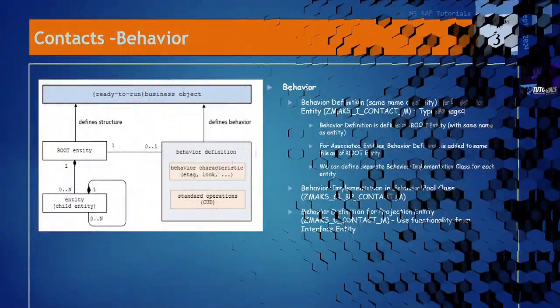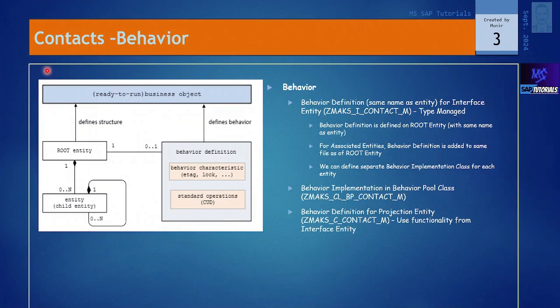we have to now create a behavior for the root entity. So in our case, the root entity is contact, and we will be creating a behavior definition. In behavior definition, you will be learning a new language called behavior definition language, BDL, and behavior definitions are created using BDL. Generally, a behavior definition will allow us to give the behavior characteristic.